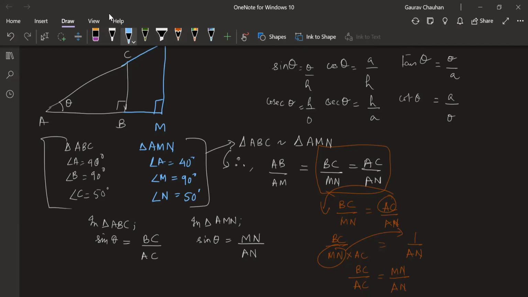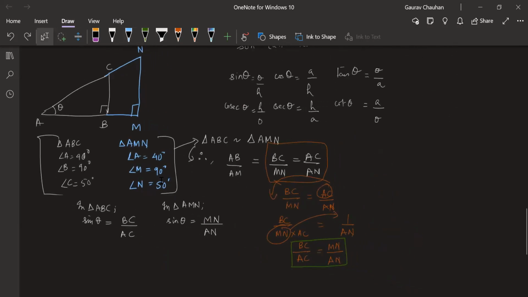I want you to notice properly what's happening here. BC by AC is equal to MN by AN. As you can see, this RHS and this RHS are equal. So sine theta in triangle ABC and sine theta in triangle AMN are actually equal. Therefore, sine theta of triangle ABC is the same as sine theta of triangle AMN. We're getting the exact same ratio.